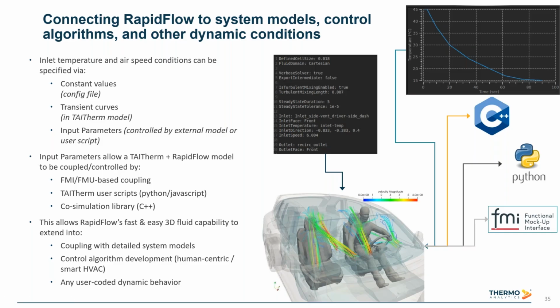This would also be useful for looking at control algorithm development. So trying to understand how we can use human-centric or modern smart HVAC approaches to better control what the HVAC system is doing. And now you can put this 3D simulation into the loop of that and understand all of the thermal and comfort details, or any other dynamic behavior that you're not going to be able to prescribe upfront for a simulation that you just want to write some code to understand. So that's another layer of flexibility that's available with the latest release.